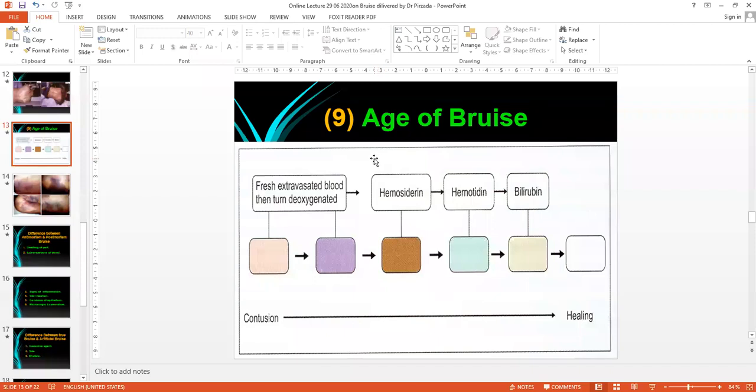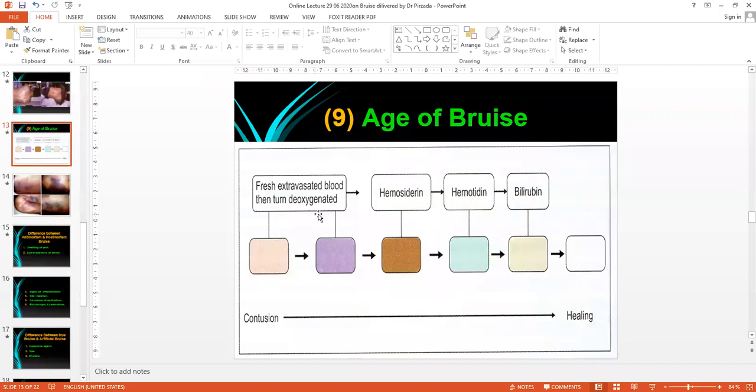When RBCs undergo hemolysis, hemoglobin comes into the tissues, and the pigments in the hemoglobin spread across the tissue with the passage of time and give different colors. So by reading the colors of the area, we can estimate the age of the bruise. Initially, a fresh bruise is red in color. You see in this picture.